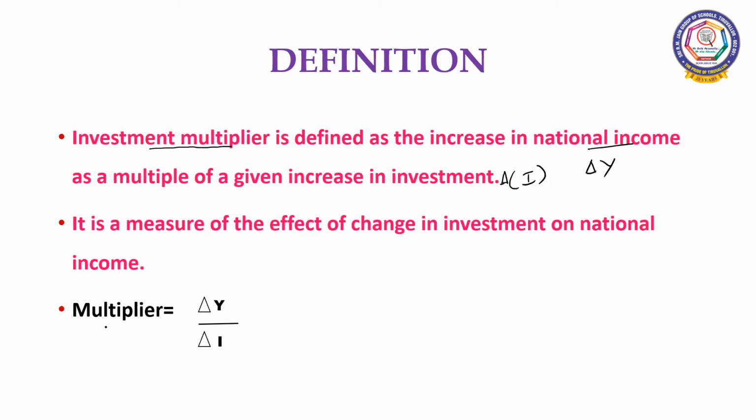Now let us know the formula for multiplier. Multiplier is equal to delta Y by delta I. Multiplier is denoted by the letter K. K is equal to delta Y by delta I because the increase in national income is a multiple of a given increase in investment. Delta Y is change in income and delta I is change in investment.